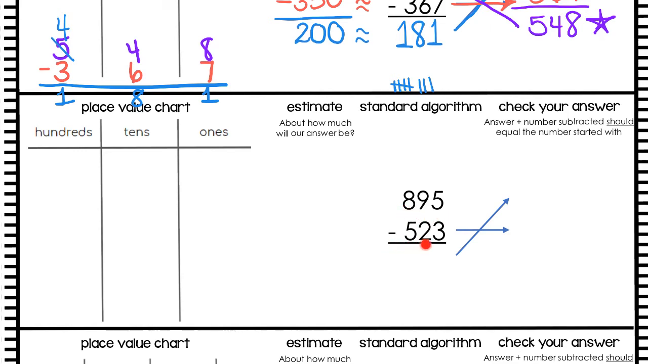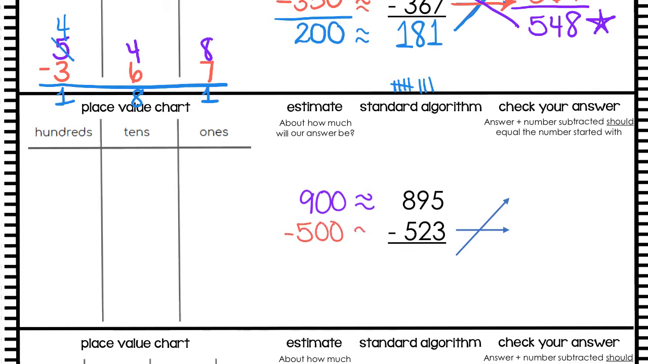895 minus 523. So I'm going to estimate. Well, 895 is about how much? It's about 900. So in my estimate, I'm going to write 900. Here's my about sign. It's like a wiggly equal sign. And then I have 523. That's about 500.